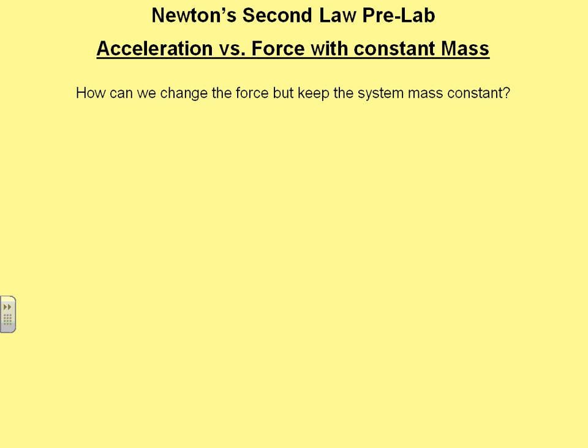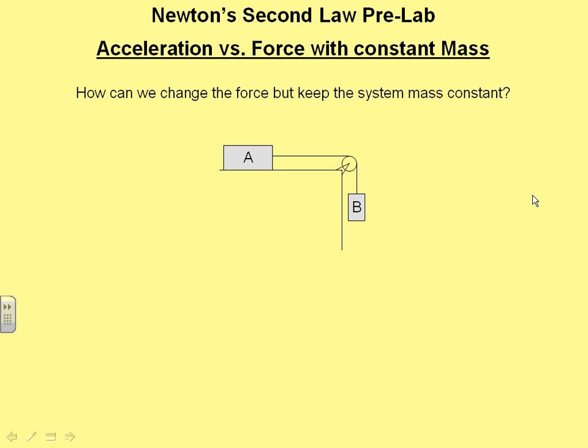Now, the hard part of this lab is to figure out how can we change the force but keep the system mass constant. Well, remember that the force is the force of gravity acting on the hanging masses. So we can change the force by changing how much mass we have on the end of the string. But we have to do that while keeping the system mass constant.